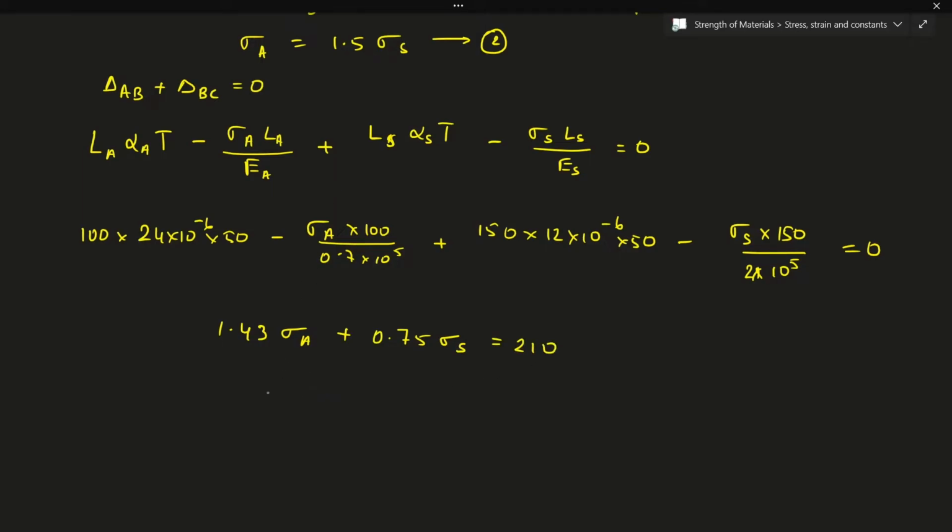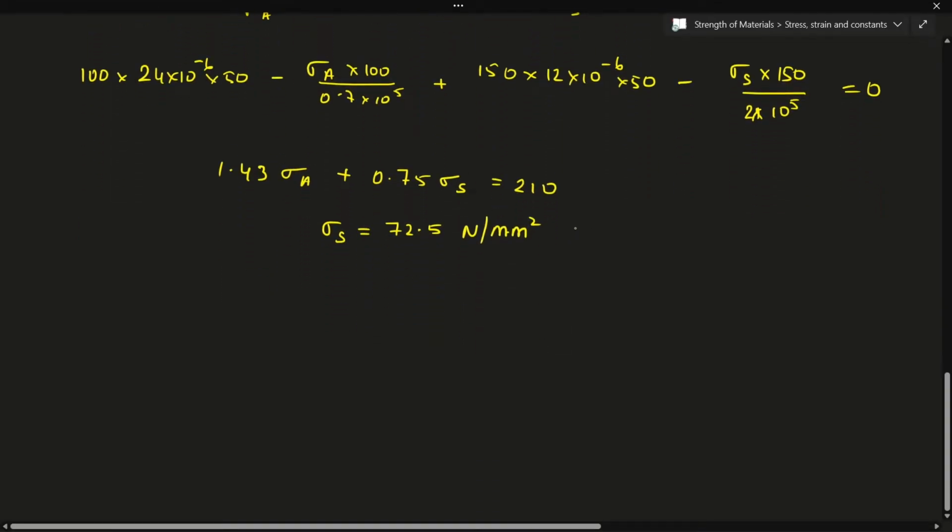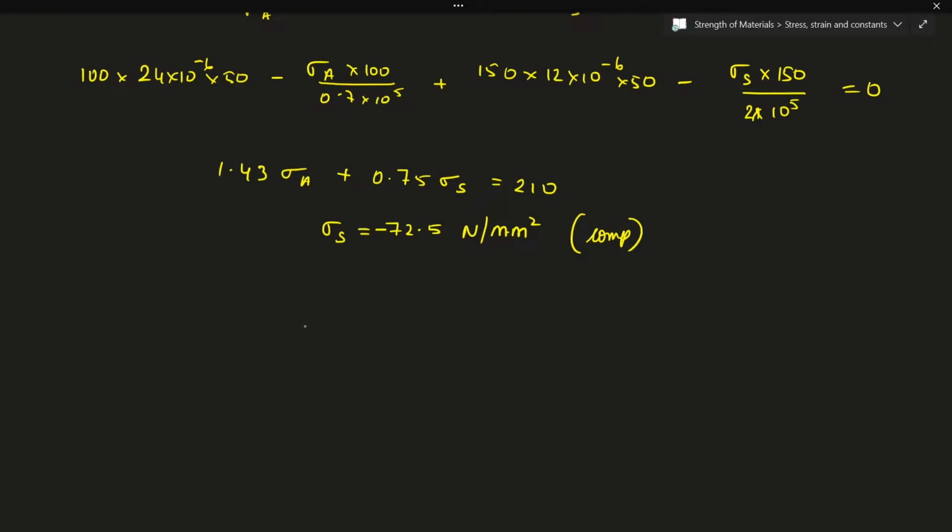Now with the help of equation number 2, if I substitute here again, I'm going to get sigma S will be equal to 72.5 Newton per mm square. Alright, so this is again compression, right? So just for the sign convention, I'm going to write minus here. What about sigma A now? If I substitute this back in equation number 2, I can find out the sigma A, which gives me minus 108.75. I have deliberately added the minus here just for the sign convention. Since we have compressive load here, that's why I've added minus.